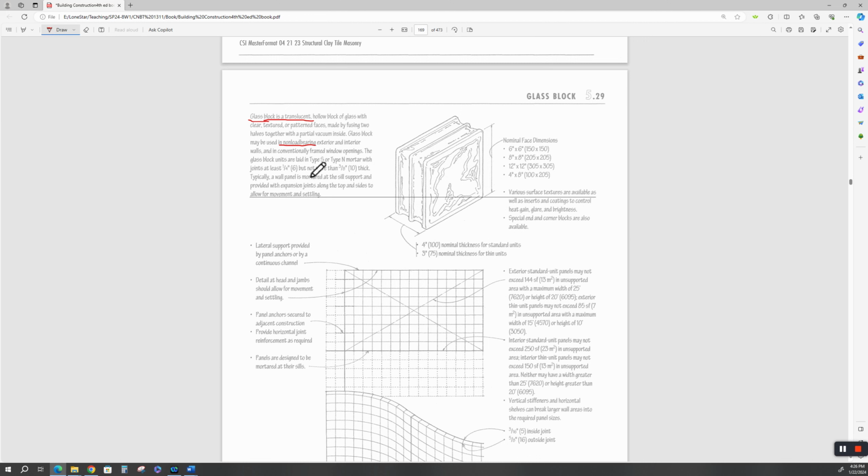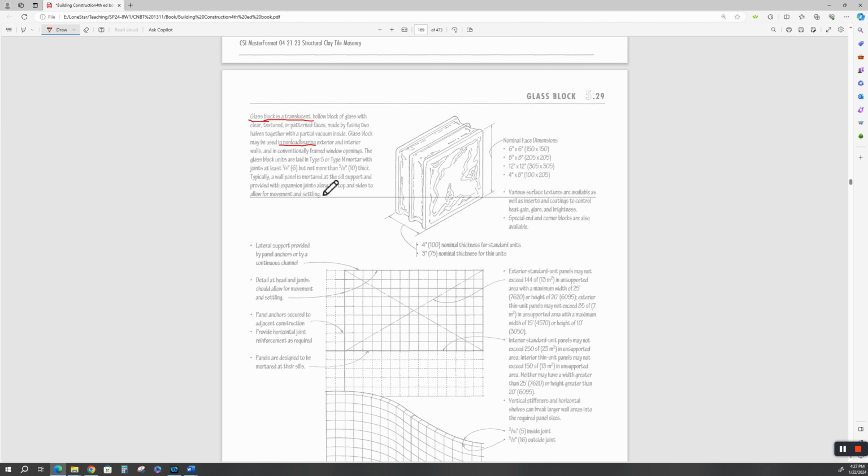All right, so they're laid in a type S or type N mortar. You can go back and look at that. What was the strongest mortar? Wasn't that a type M? Then it goes to S, then goes to N. There's nothing that says you can't use an M. Joints at least 1/4, but not more than 3/8 thick.